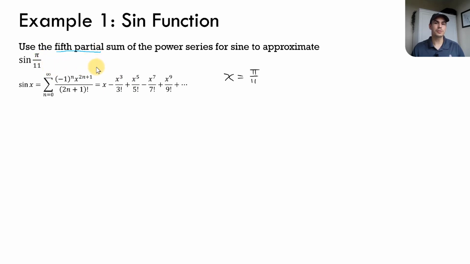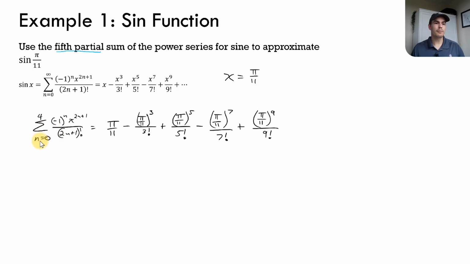Okay, so the fifth partial sum here would be the sum from n equals 0 to 4, which is going to give me this representation. In this representation, everywhere I see x, I'm just going to plug in pi over 11. And from here, don't try to simplify this any more than you have. Now notice, I've got the fifth partial sum, which means I end on n equals 4. Why is that? Because we started at 0, so I have 1, 2, 3, 4, and 5 terms right here. So we don't need to go any further than that.